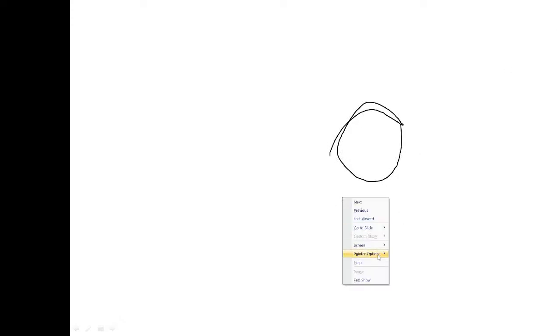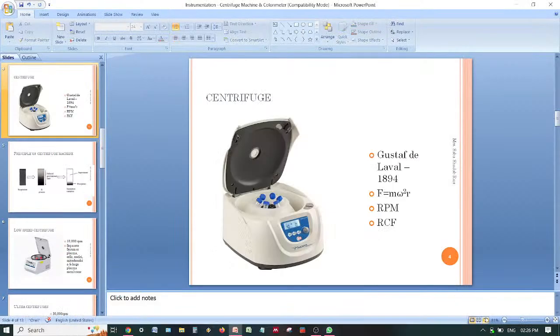For example, if my centrifugal motor starts from here and goes till here, this is one revolution. Likewise, how many revolutions in 1 minute the centrifugal motor is taking, this is called the revolution per minute. So the number of revolutions your motor takes in 1 minute is called the revolution per minute.